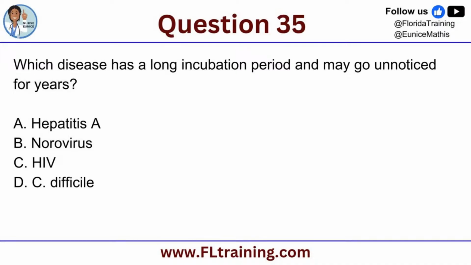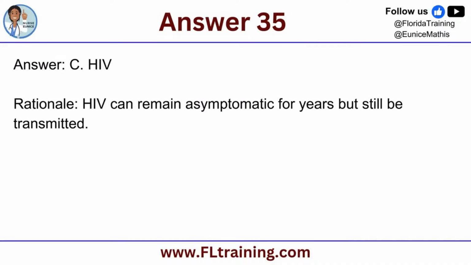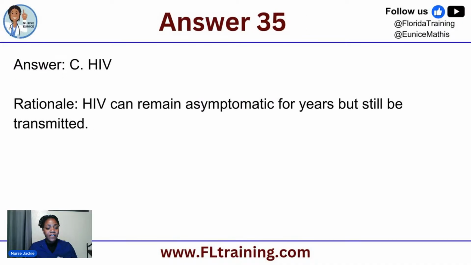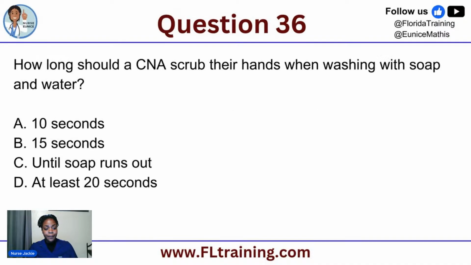2, and 1. The correct answer is C, HIV. HIV can remain asymptomatic, so what that means is without any symptoms, for years but still be transmitted. So a patient can not have any kind of symptoms and they still can transmit HIV. So be mindful of that.